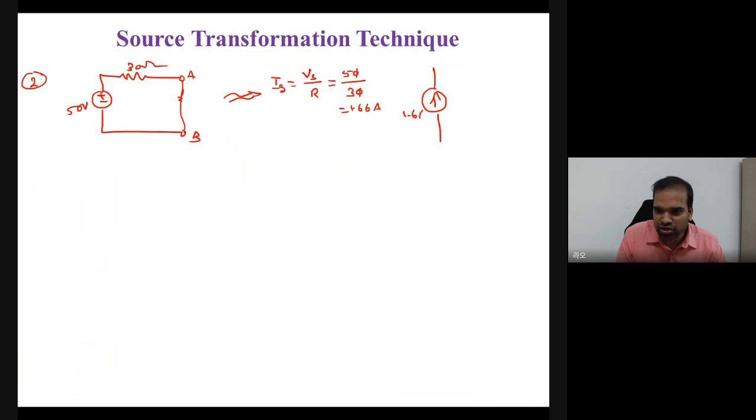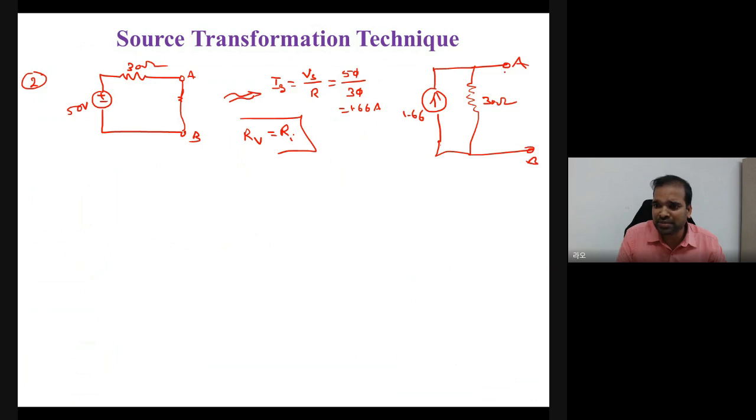Now the current source value is 1.66. So you know the practical current source, right? The resistance is always connected in parallel with the current source. Then what would be the resistance value? Same. Here you need to write 30, because the internal resistance of this practical voltage source Rv is equal to the internal resistance of this ideal current source. These both are equal. Now of course this is a load, terminal A and B. Okay, now what I am saying, this particular circuit A is equal to the current source B.